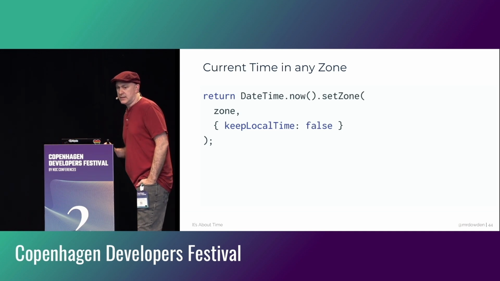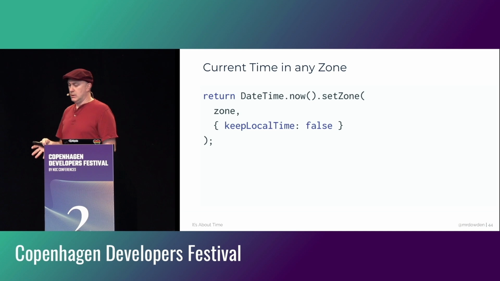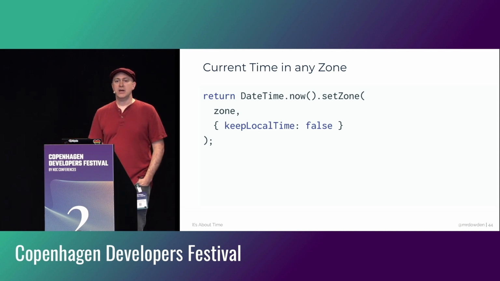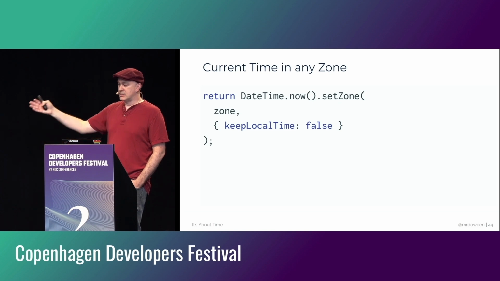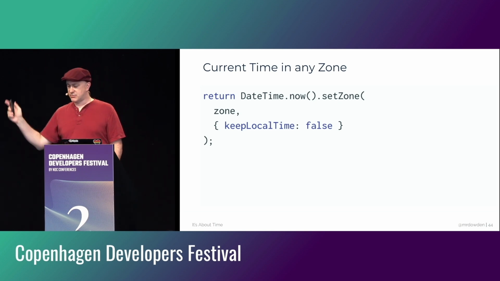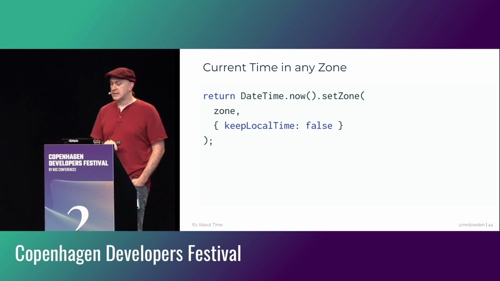This is a technique to grab now for any time zone. So if I want to know what the time is in a time zone on the other side of the world, I can do that. I simply provide the time zone information as that first parameter and say keepLocalTime false.